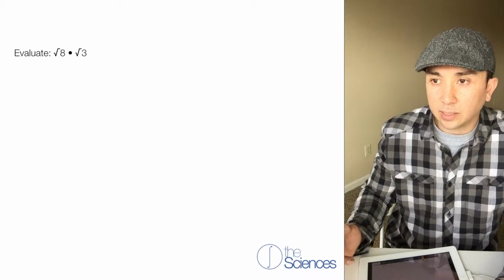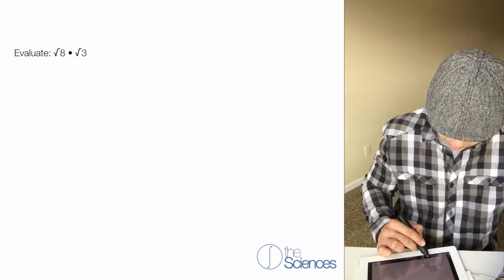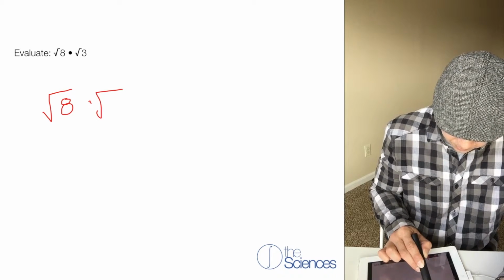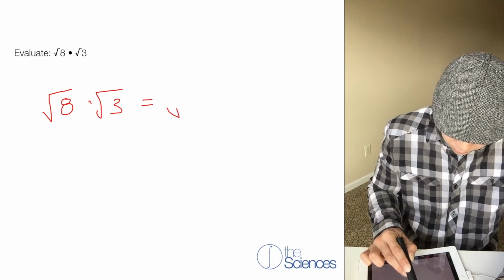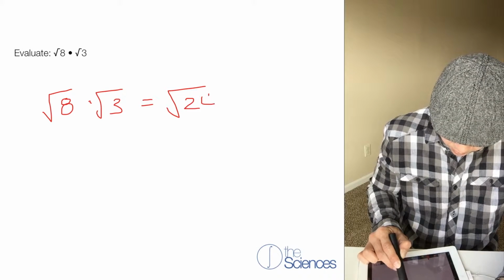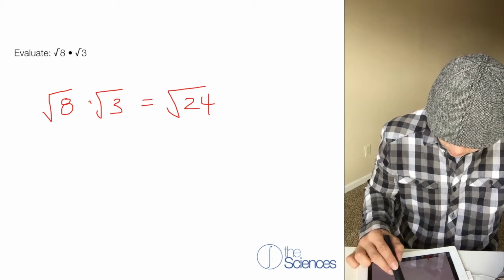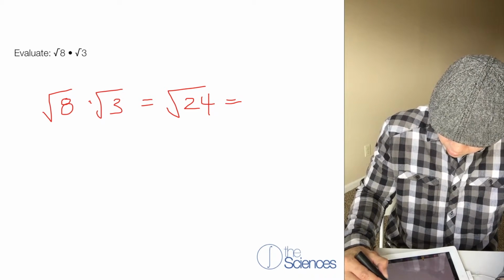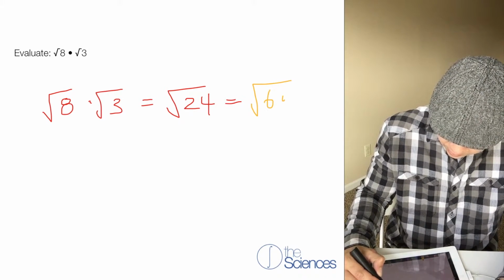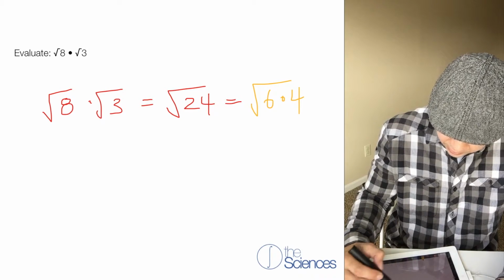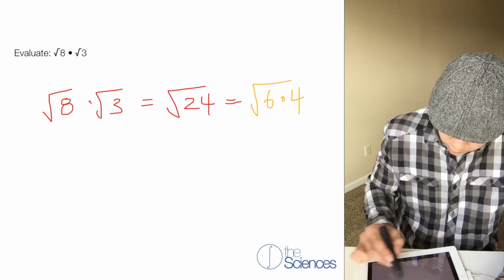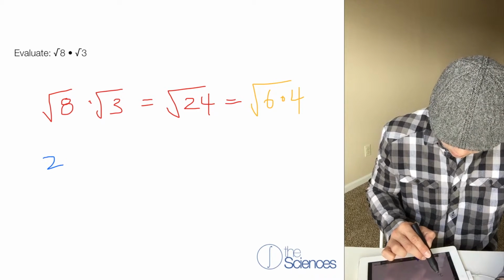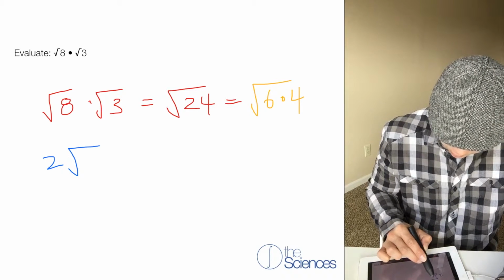Now let's evaluate the square root of 8 times the square root of 3. So that's the square root of 24. And then we can break this down into the square root of 6 times 4, because 6 times 4 is 24. So we know that the square root of 4 is 2, times the square root of 6.